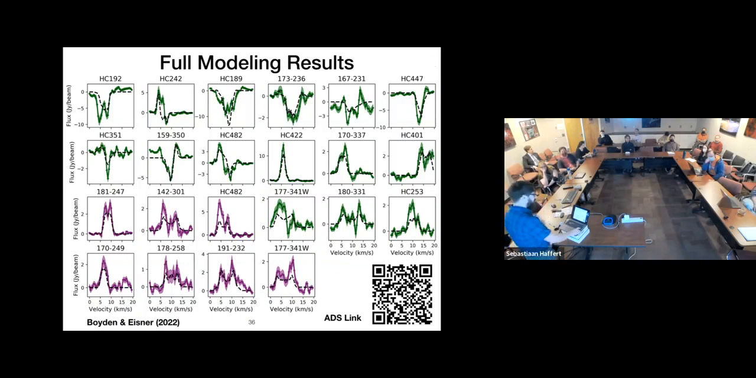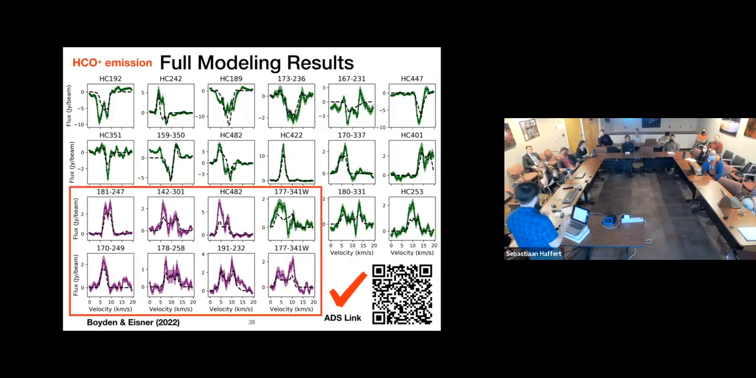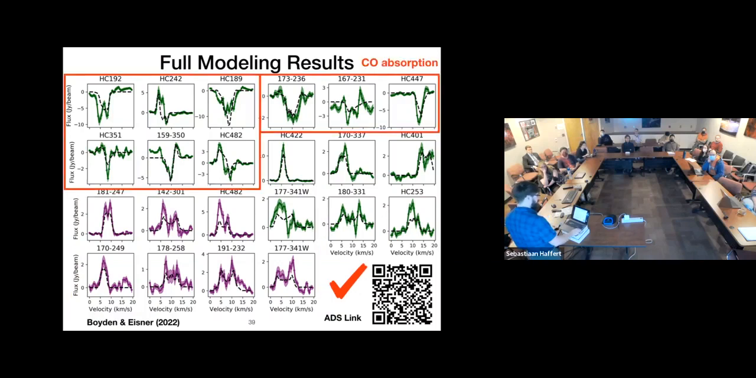And you can see here that we do a very good job at reproducing all of the sources that are detected in CO emission, as well as in HCO+ emission. And you can see here that this procedure that we developed for generating these simulated observations of absorption can also match the ALMA data quite well, even in cases where we see strong emission in one velocity channel, but then strong absorption at a different velocity channel.